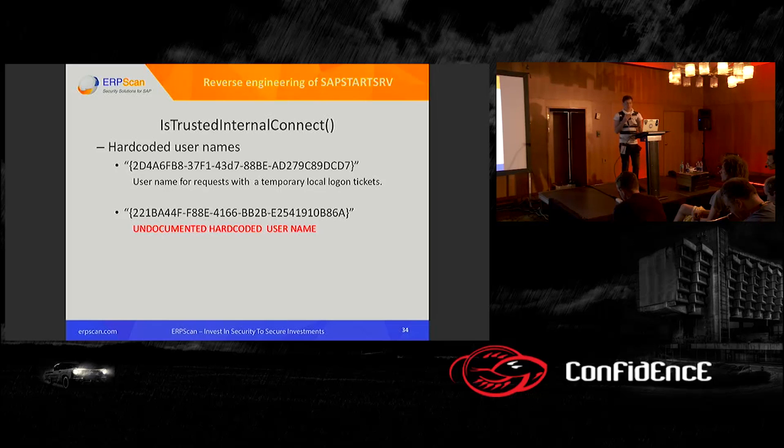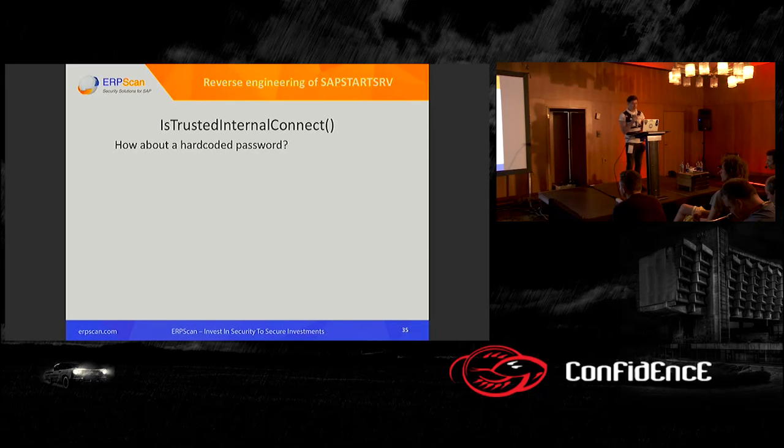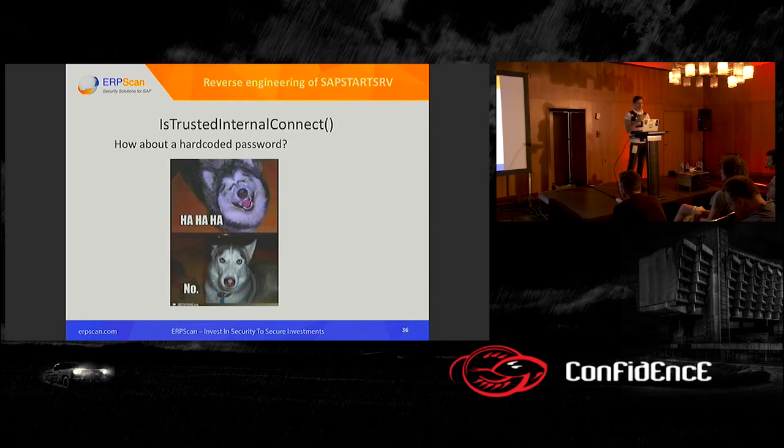If we go back to these users and try to Google them, we can find information about the first one. It's a documented username, which can be used for getting temporary login tickets or something like that. But we didn't find any information about the second one. What is that, a backdoor or something else? Doesn't matter. We found the username. Okay, great. We need to understand what password is used for that user. Maybe the password is also hardcoded. But of course, no. In this case, it would be really easy. So the next goal is to understand what password is used for those users.